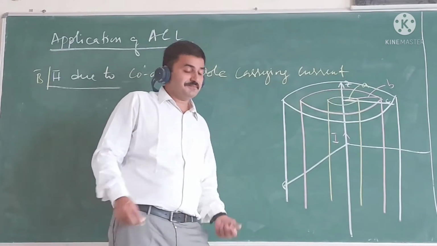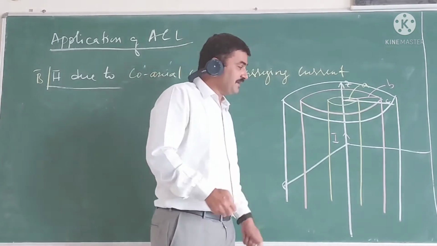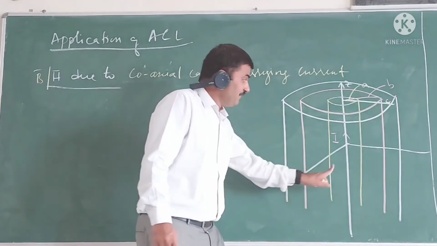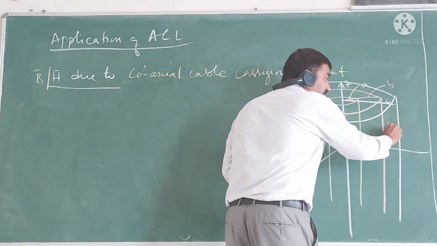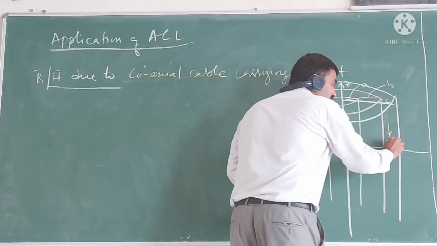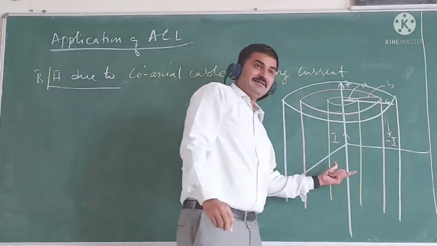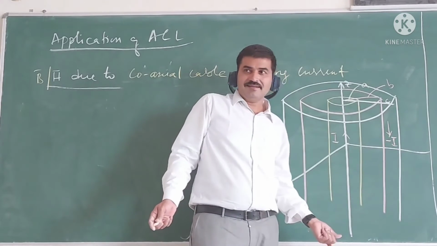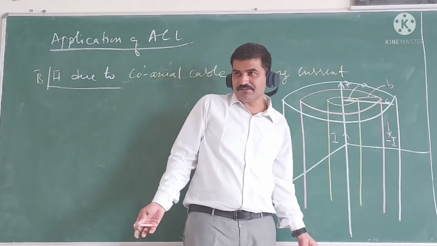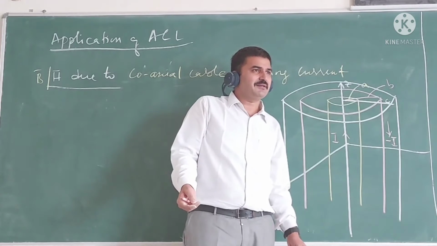What about the outer conductor? If the inner current is I, the outer conductor will carry minus I. The direction will be opposite. Have you seen the coaxial cable or not?